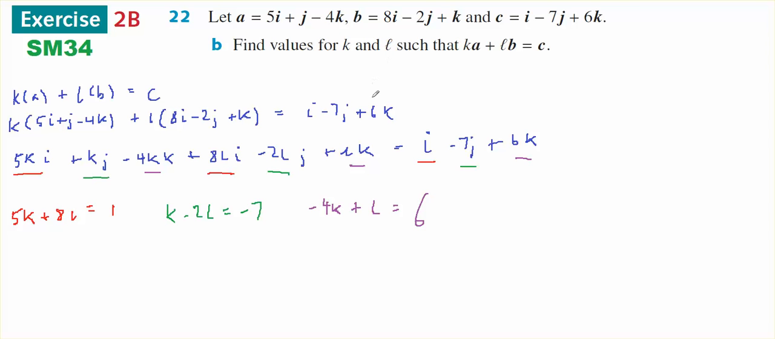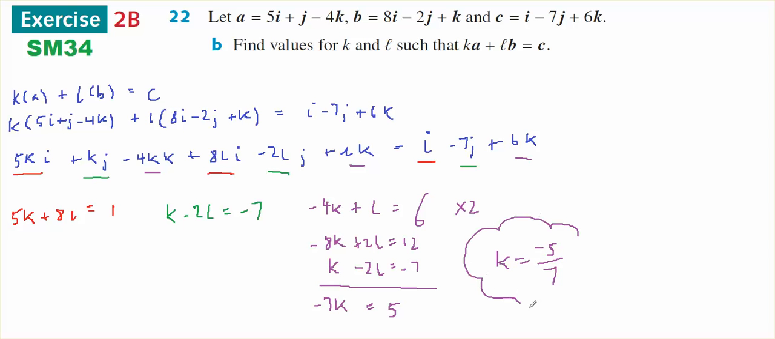So looking at my numbers here, I've got a 2l and I've got an l, so I'm going to multiply this one by positive 2, and that will give me minus 8k plus 2l equals 12, and I'm going to add it to this one, k minus 2l equals negative 7, and that gives me minus 7k equals 5, therefore k equals negative 5 on 7.